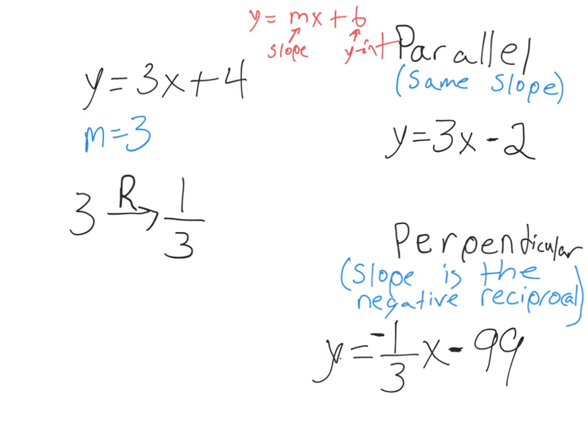And so that is how I find an equation that is parallel to y equals 3x plus 4, which is y equals 3x minus 2, and then one that is perpendicular, y equals negative 1/3 x minus 99.